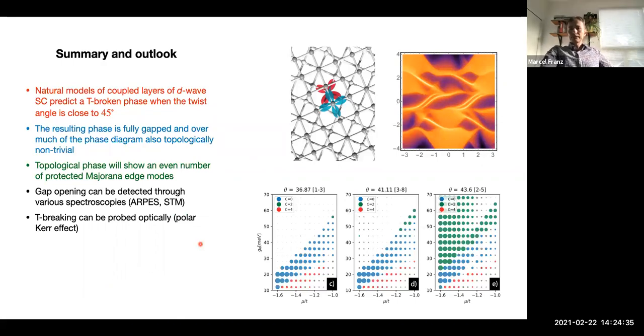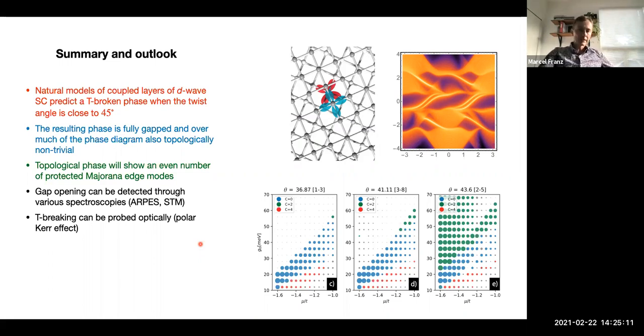So this is my last slide. Just to summarize, we've exploited this twist angle engineering paradigm to propose novel topological superconductors. In the case of high Tc cuprates, we're twisting two monolayer d-wave superconductors. And what we find is that when the twist angle is close to 45 degrees, then most of the phase diagram in these simple models shows interesting topological phases.